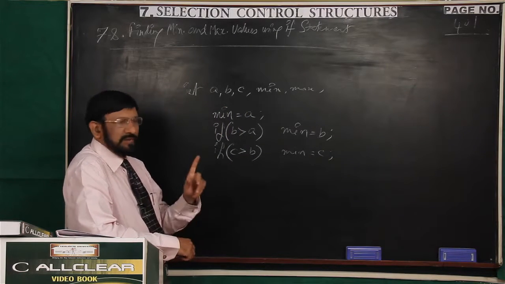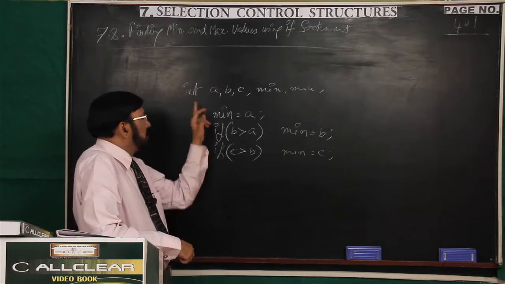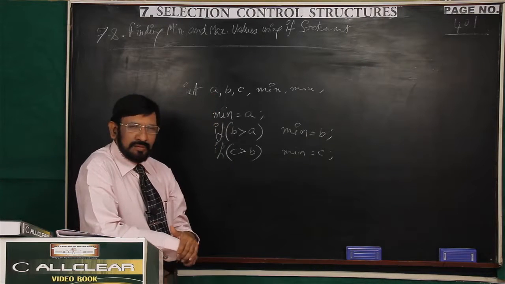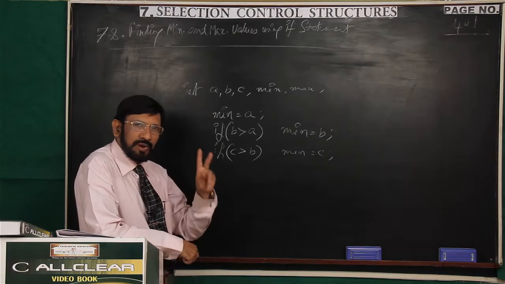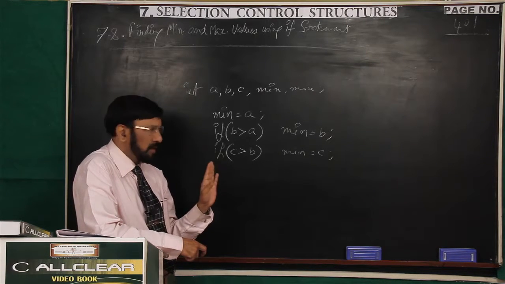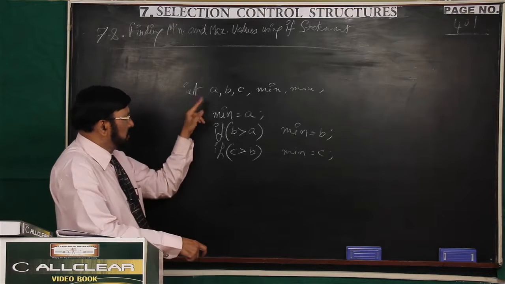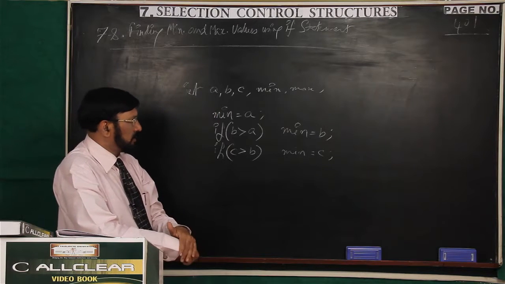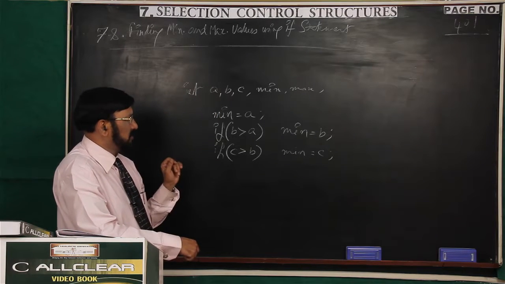Here, one basic condition: A, B, C must be integer values and those must be different values. This logic does not work for equal values. Understand? So, always enter different values and this is the logic.